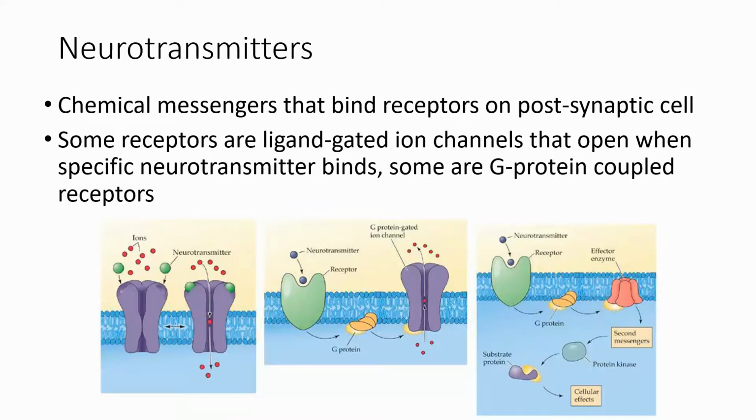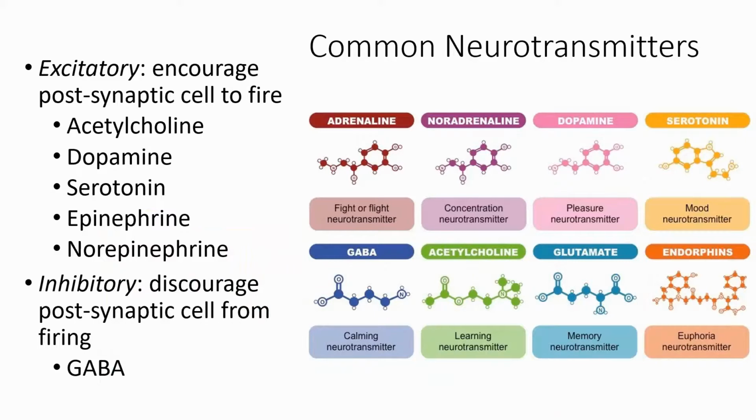They could even set off multiple signals, like one G protein coupled receptor could open an ion channel and turn on a specific enzyme that will then cause a series of changes that make you make different DNA. These are some of the common neurotransmitters that may be mentioned on the test.